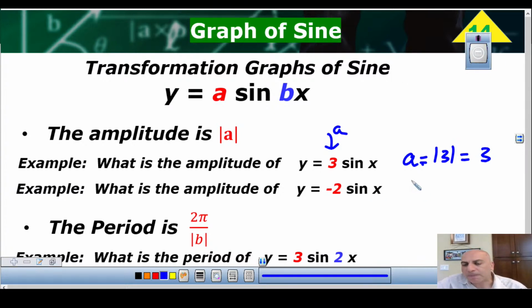Y equals negative 2 sine, so A equals the absolute value of negative 2. Well, it has to be 2. This means that this child is actually twice as tall as the parent. Twice as tall as the parent, in this example here. So what about this negative? What does this negative do? Well, since you asked, I'm glad you asked. This negative actually just flips the wave.